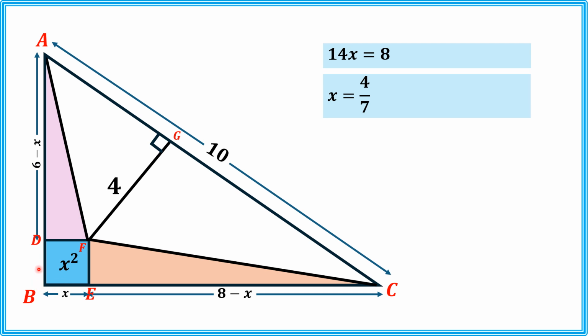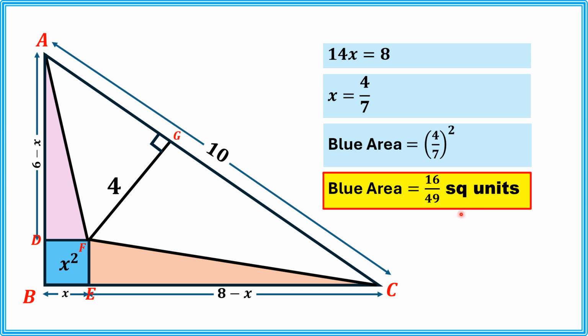Since the area of this blue square is equal to x square, taking the square, this blue area will be 4 over 7 squared, and that is 16 over 49 square units. That is the answer.